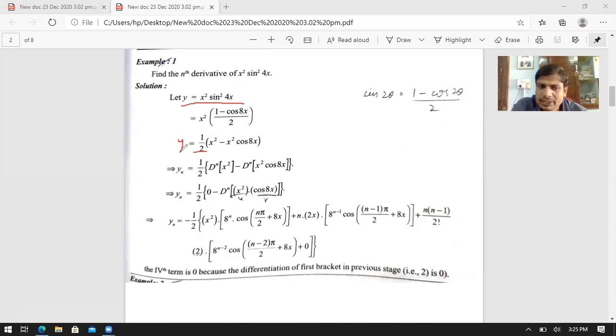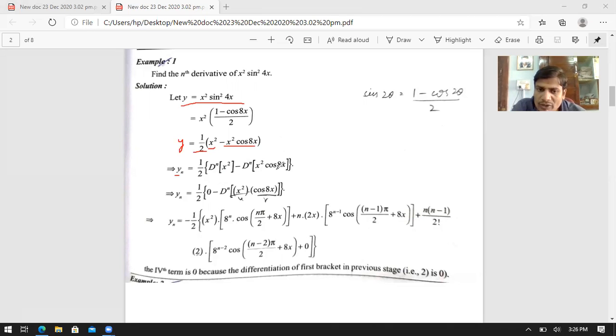After that, we take yn. yn is equal to 1 by 2, constant as it is, then the nth derivative of x square, which I write separately, minus the nth derivative of the second term, x square into cos 8x. Then simplify: 1 by 2 as it is. The differentiation of x square is 2x, then 2x differentiation is 2, then 2 differentiation is 0. Means the nth derivative of x square is 0, minus the nth derivative of x square into cos 8x.